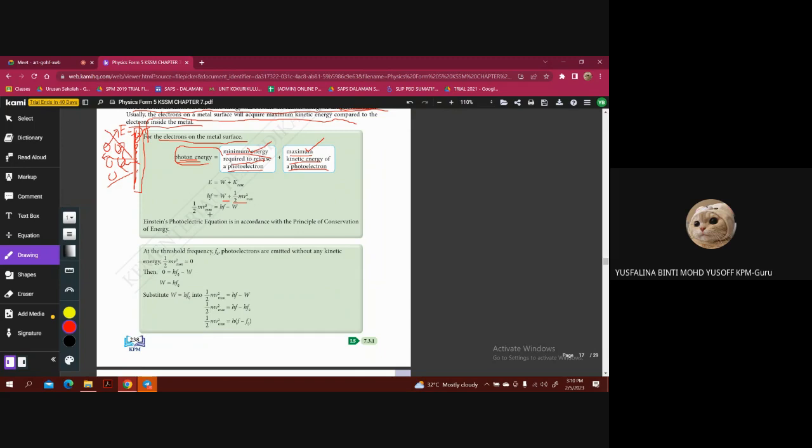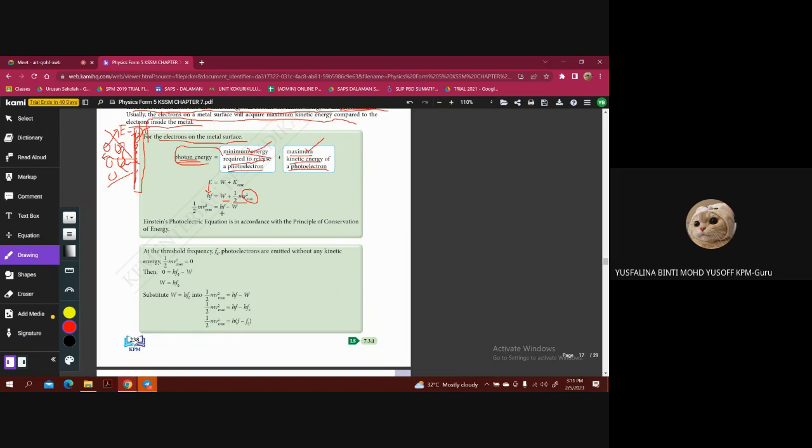So the maximum kinetic energy is equal to hf minus W. Here we change the E to hf, and W is still W. K max is the kinetic energy, which is half m v squared max, with the maximum velocity, because the mass of course cannot change. The mass of the electron is always a constant, so the one that will be maximum is actually the velocity.